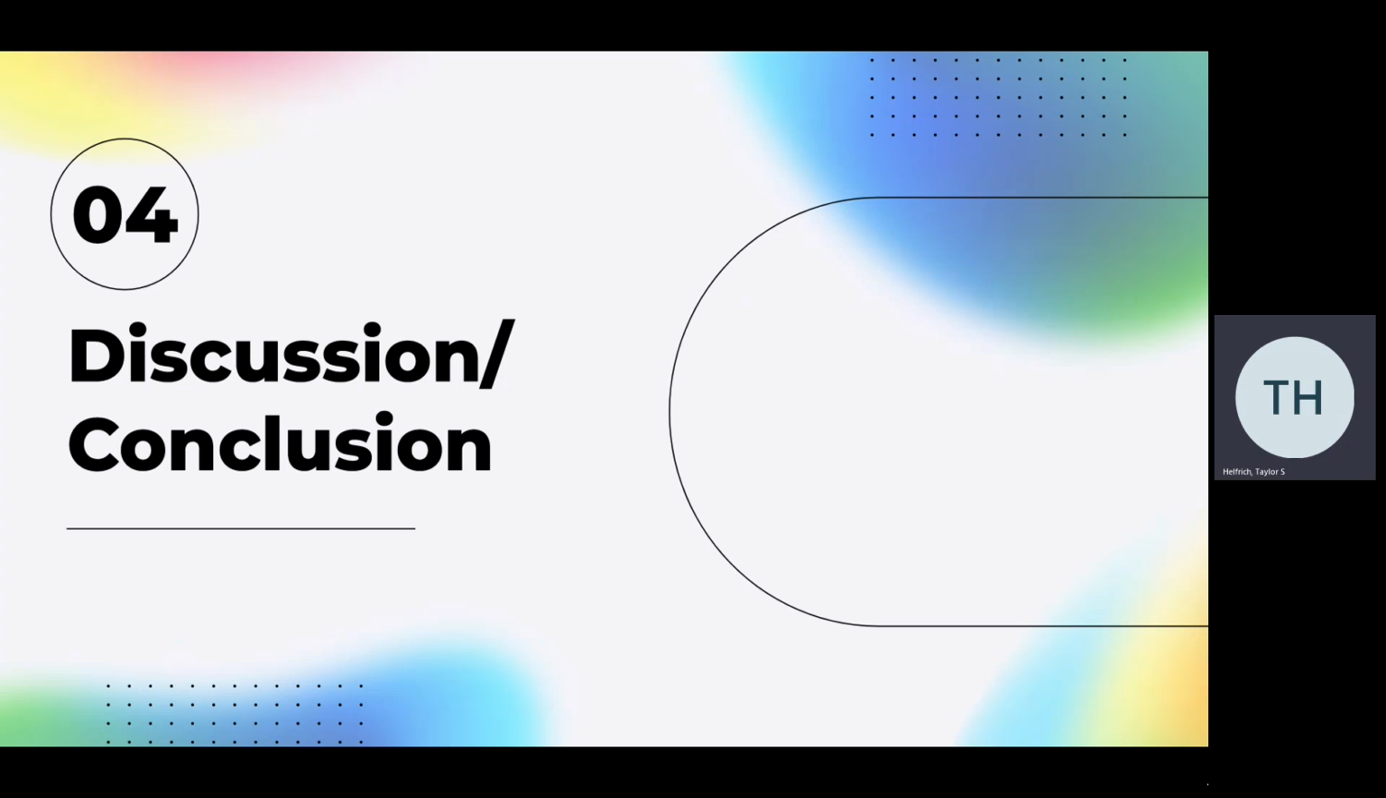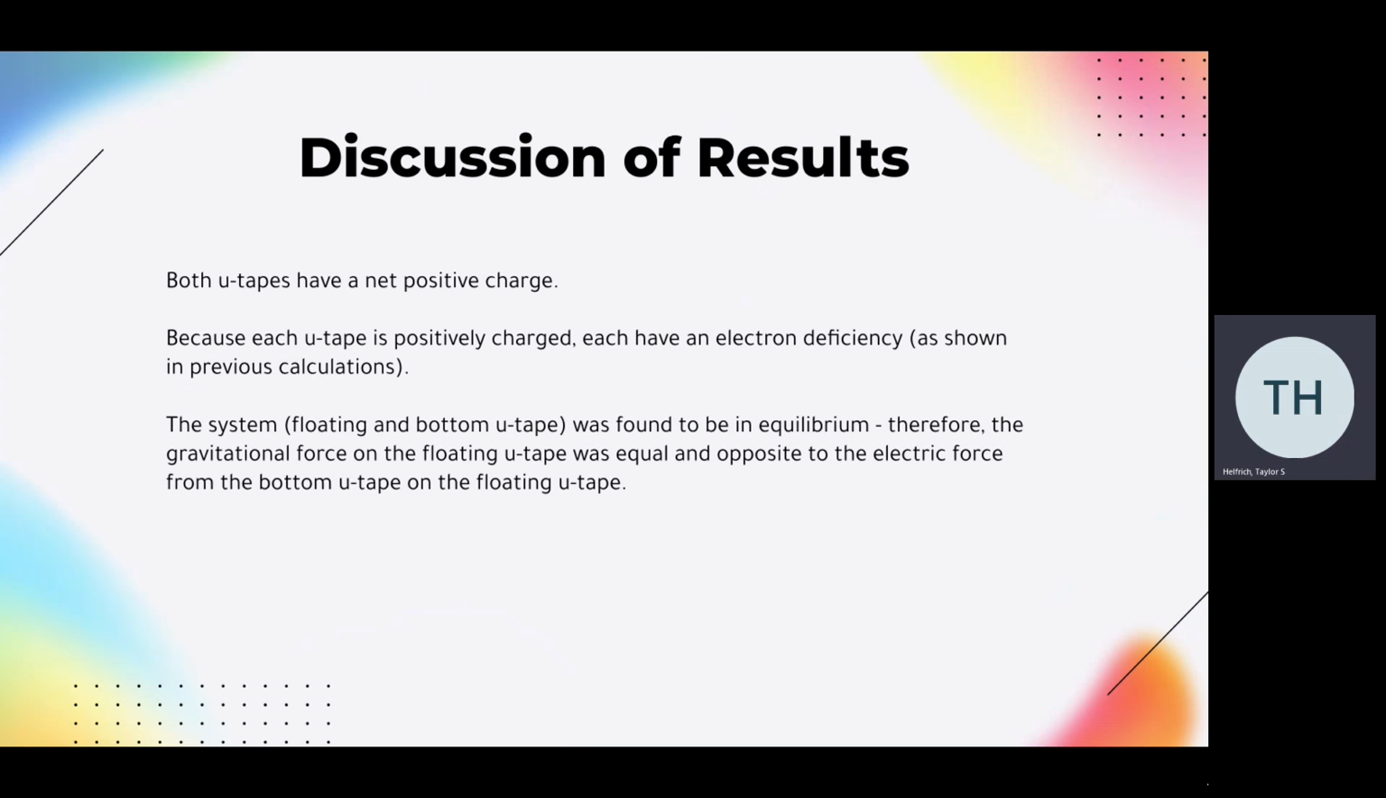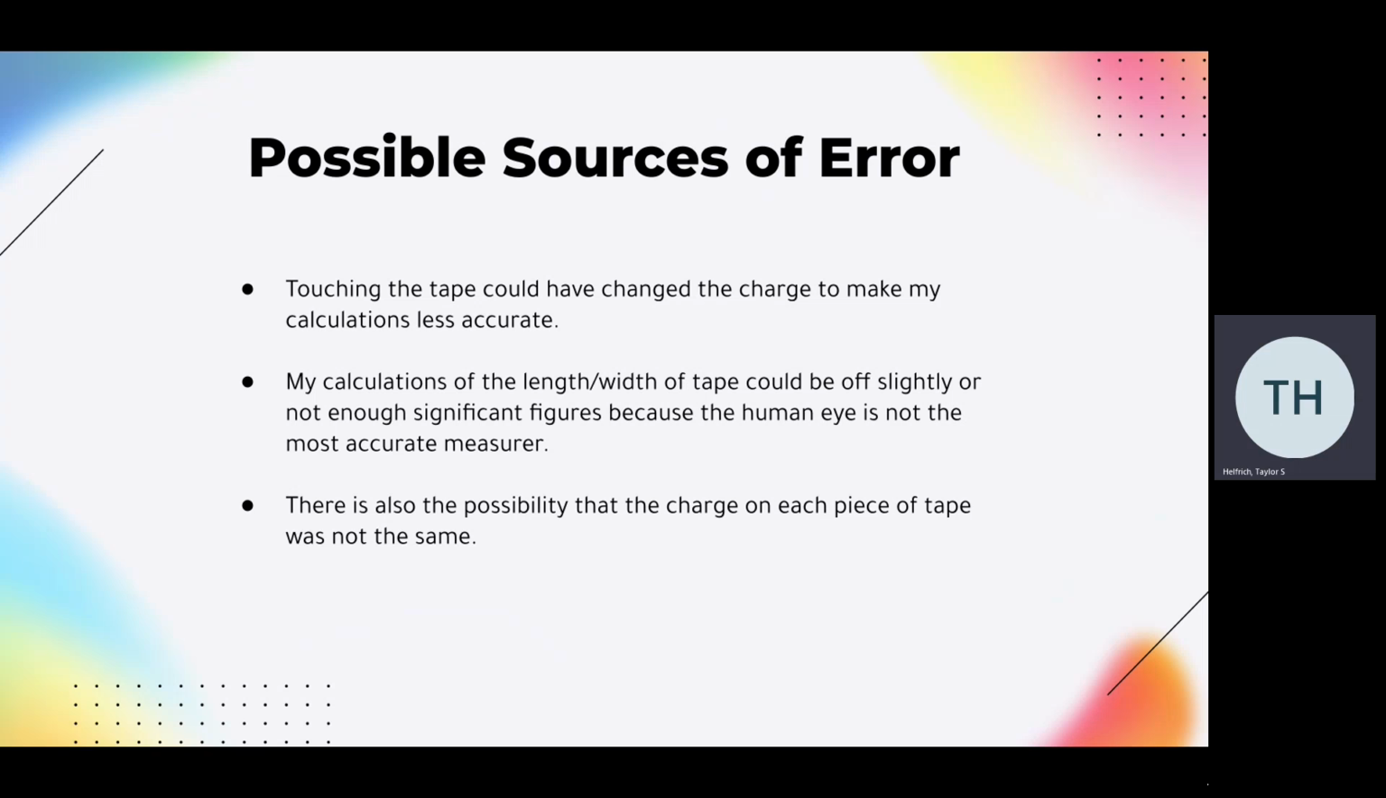So moving into the discussion and conclusion, we see that both U-tapes have a net positive charge. And because of this, they each have an electron deficiency. And we also know that the system was in equilibrium, meaning that the gravitational and electric forces are equal and opposite in this case. So some possible sources of error is that touching the tape too much could have changed the charge to make my calculations less accurate.